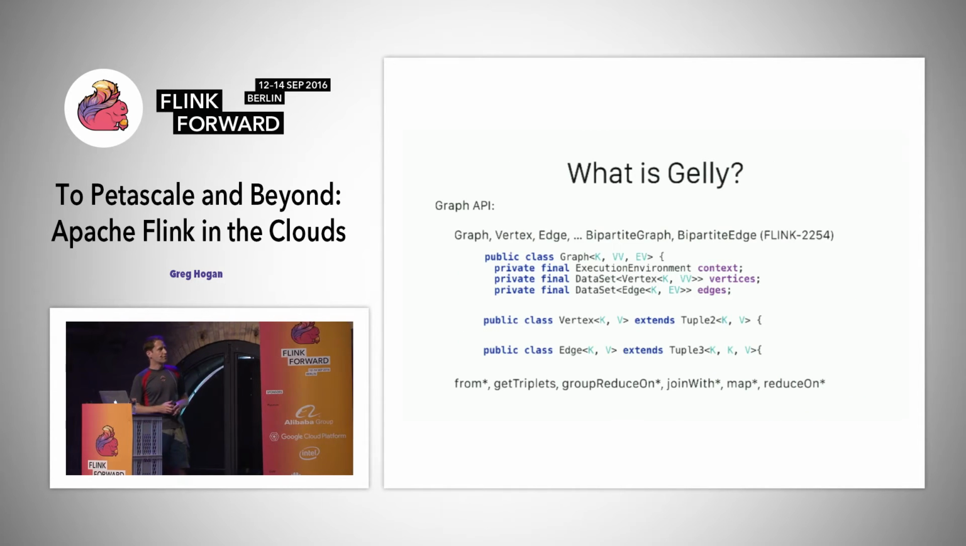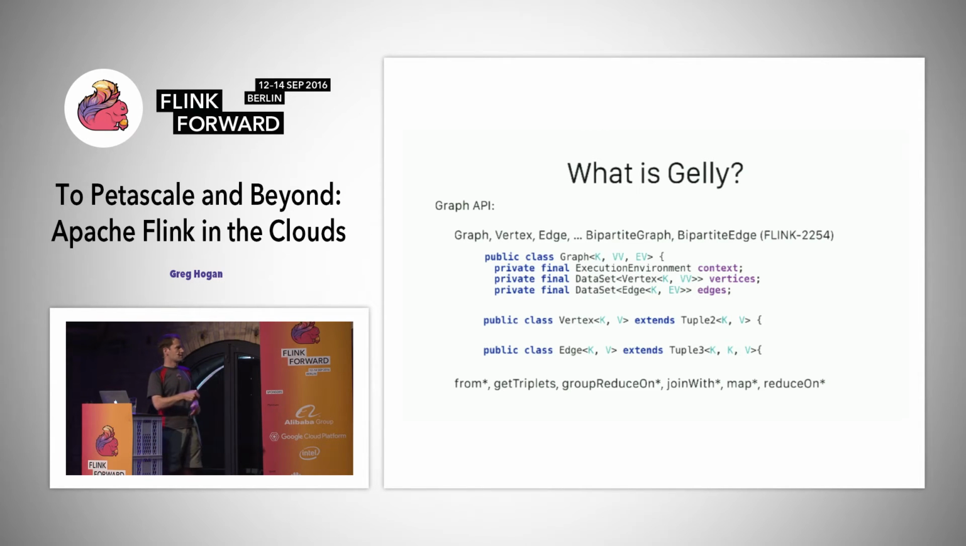So just a brief overview of what Gelly is. I know Vasia did a full talk at last year's Flink Forward. A graph is just two data sets, a data set of vertices and a data set of edges, and those are bound by the common label type K. A vertex is simply a label and a value, a generic type, and an edge is simply two labels and a value. There's been some talk recently about maybe having a bipartite graph, a bipartite edge, so we'll see if that gets in soon.